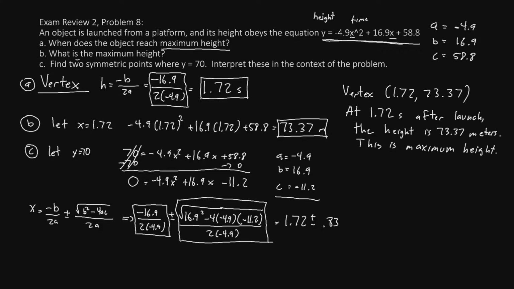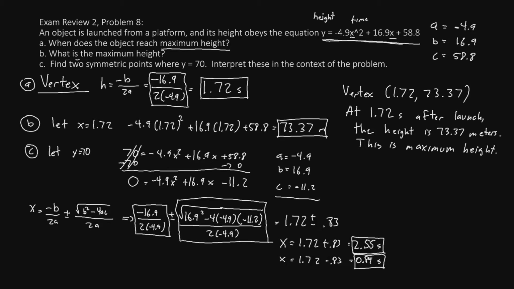So we'll get two possible x values. We'll have x equals 1.72 plus 0.83 and x equals 1.72 minus 0.83. So let's add these together and we will get 2.55. And the other x will be 0.89. Now remember, since these are x values, these will be in seconds. So those are our two answers.